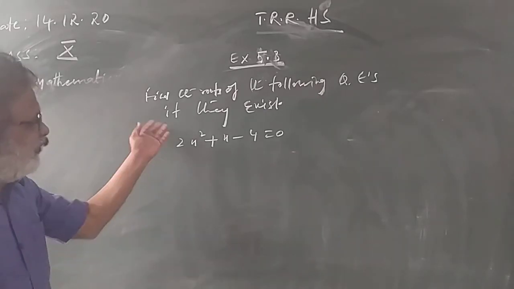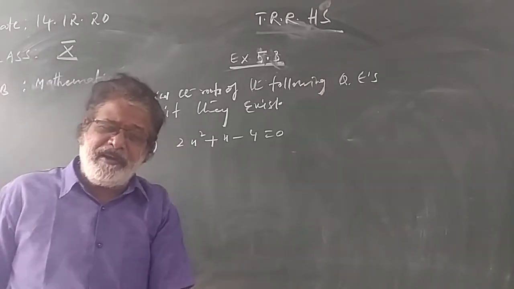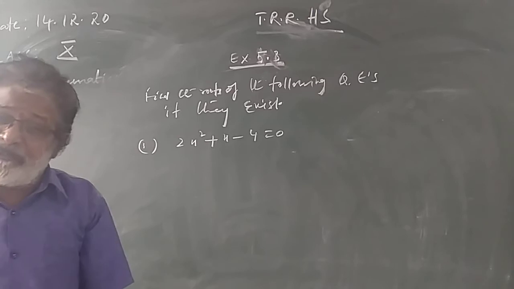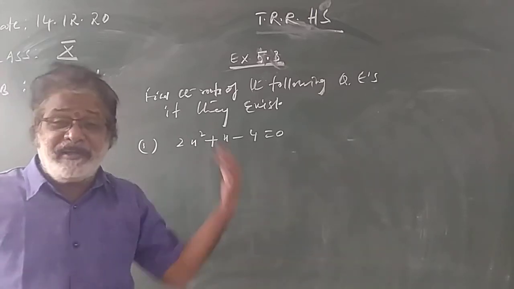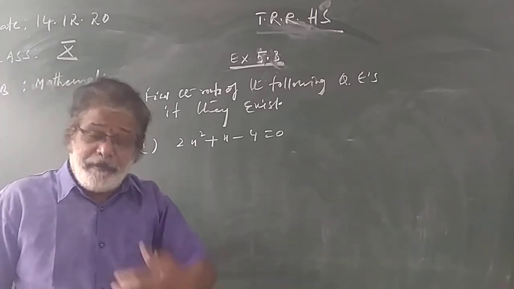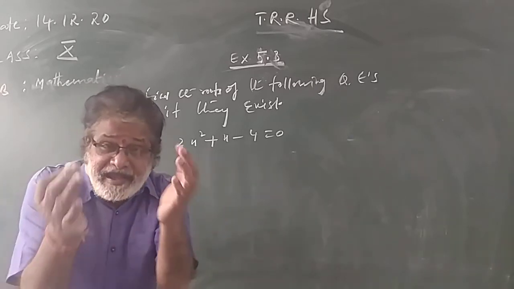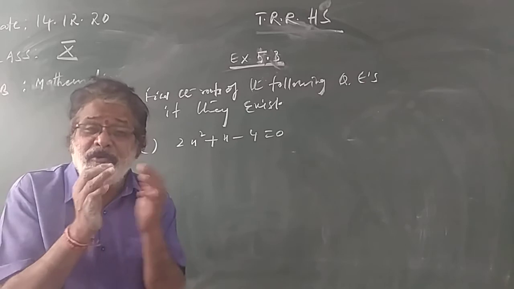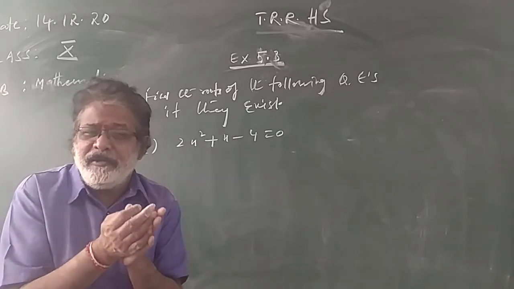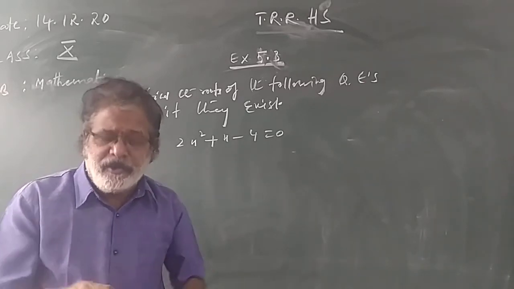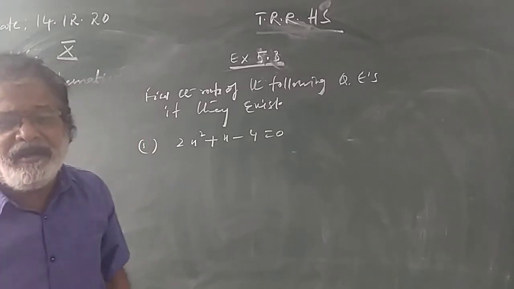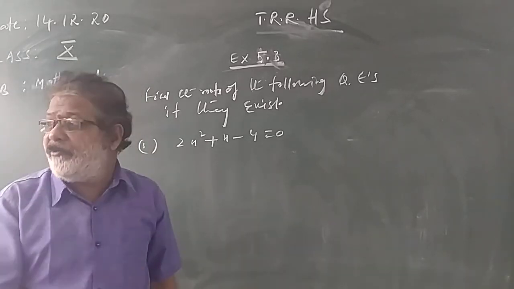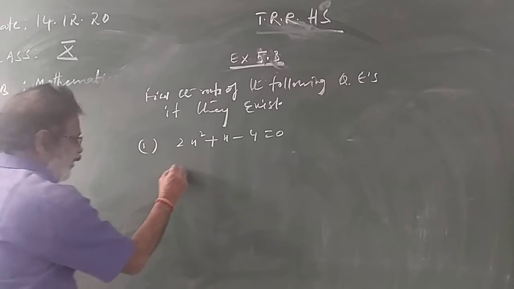You can find the roots by the factorization method, by the method of completing the square, and using the formula also. Before finding the roots, you check whether they exist or not; if they exist, you find them. How can you know whether they exist? If you know the discriminant. So to know whether the roots exist or not, we have to calculate the discriminant. So let us find out the discriminant.